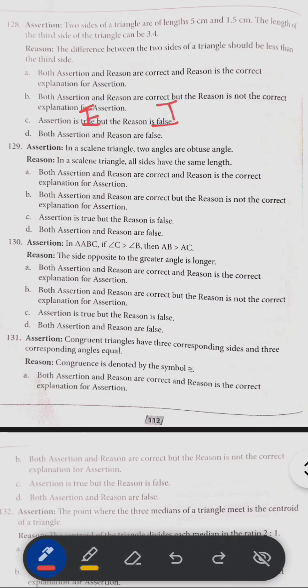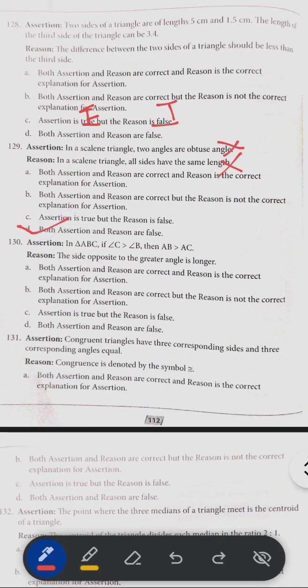Okay, now question number 121. In a scalene triangle, two angles are obtuse angles. No, two angles can never be obtuse. So first of all, this one is false. In a scalene triangle, all sides have the same length. That is also wrong. So both the assertion and the reason are false.